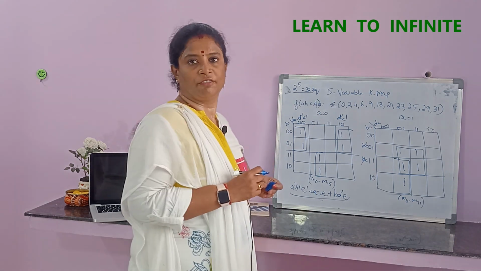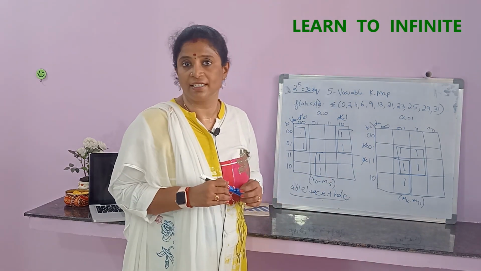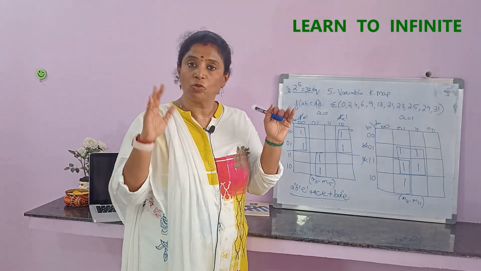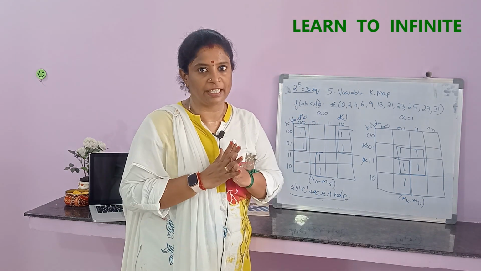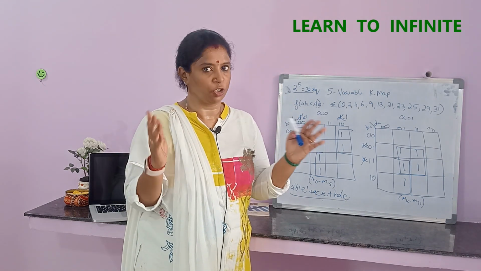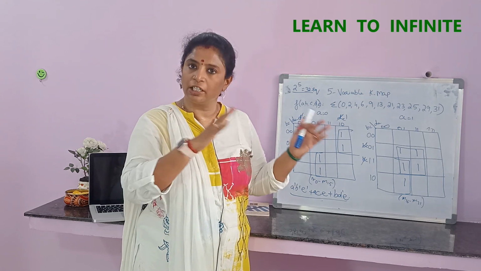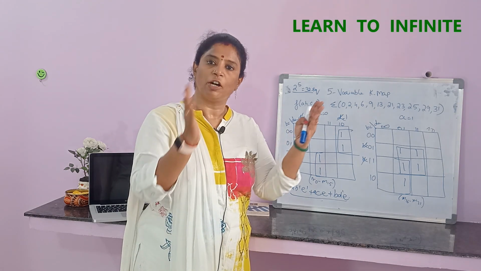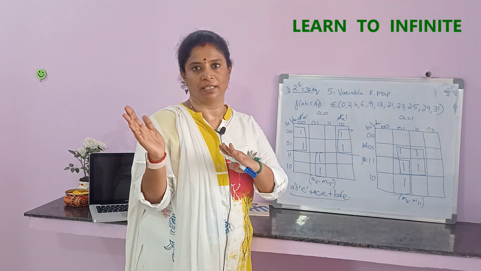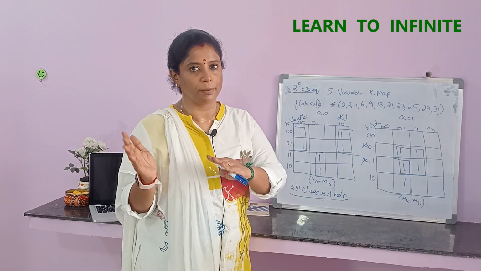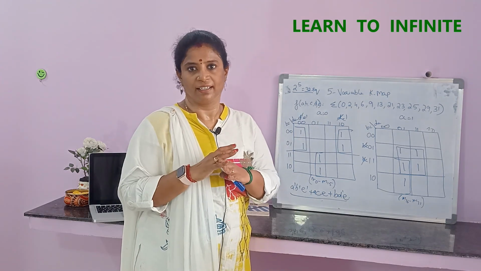Hope you found this solution very easy, and those who are well versed in the 4 variable Kmap, no need to worry about the 5 variable Kmap because it is exactly the same. The only thing is you have to solve for two 4 variable Kmaps, one for the normal value and one for the complemented value of the 5th variable, right?